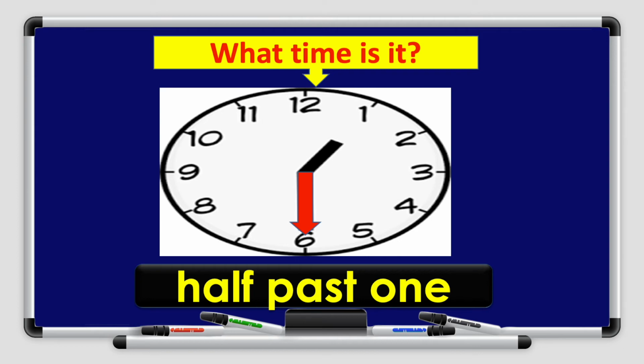Look at this picture, boys and girls. What time is it? That's right. It's 1:30. The short hand of the clock is on number 1 and the long one is on number 6. It's 1:30.